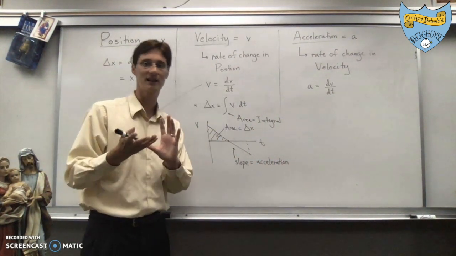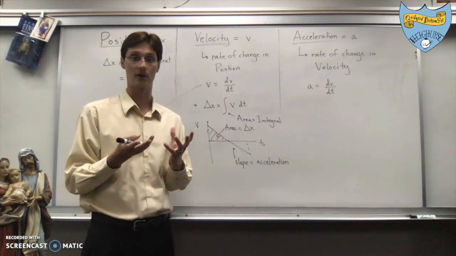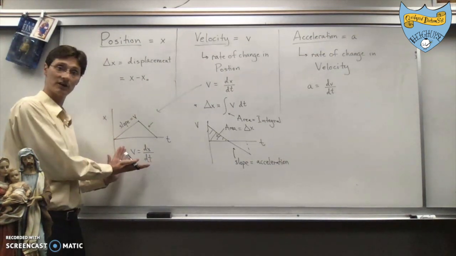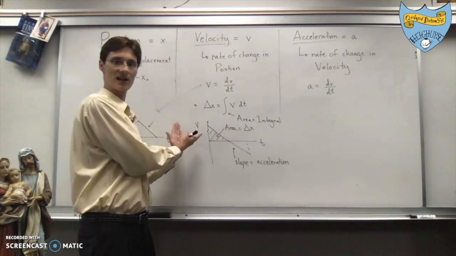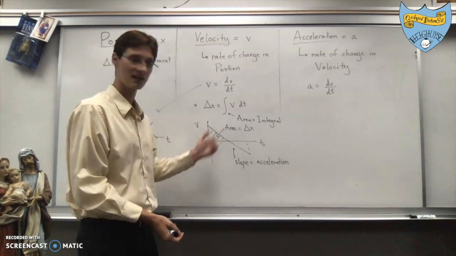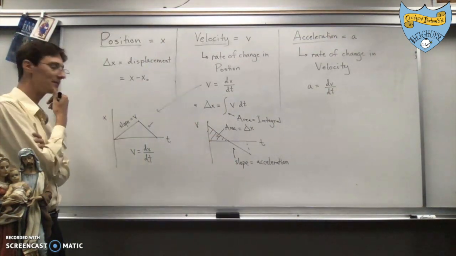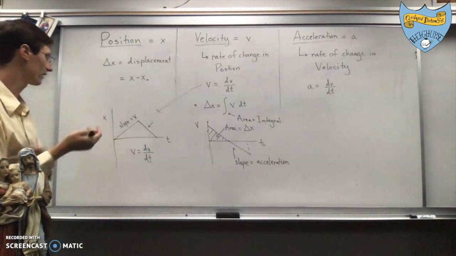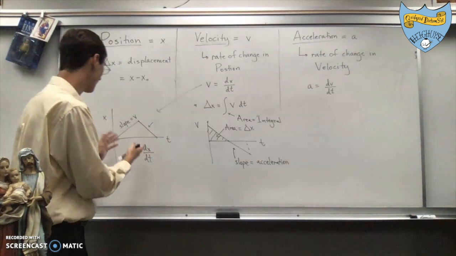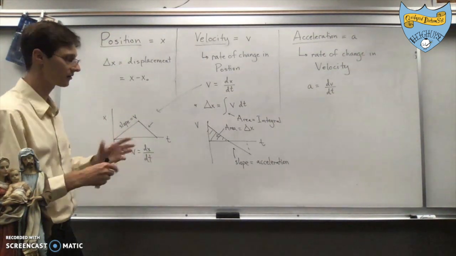Okay, so those are the basic connections between those concepts and the kind of information that you can get out of the graphs. If it's a position versus time graph, the slope can tell you the velocity. If it's a velocity versus time graph, this is the one you get the most out of. The area can tell you the displacement, and the slope of it can tell you the acceleration. Now, you might be looking at these graphs and wondering why the relationships are what they are. Well, how do I know that the slope of this graph is a velocity, and those kinds of things.